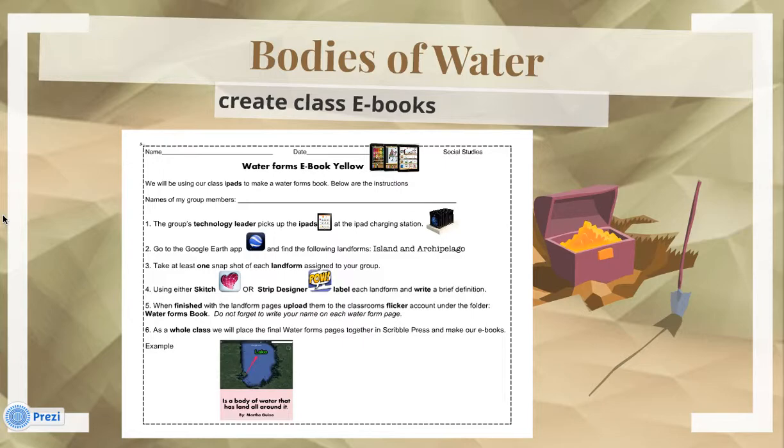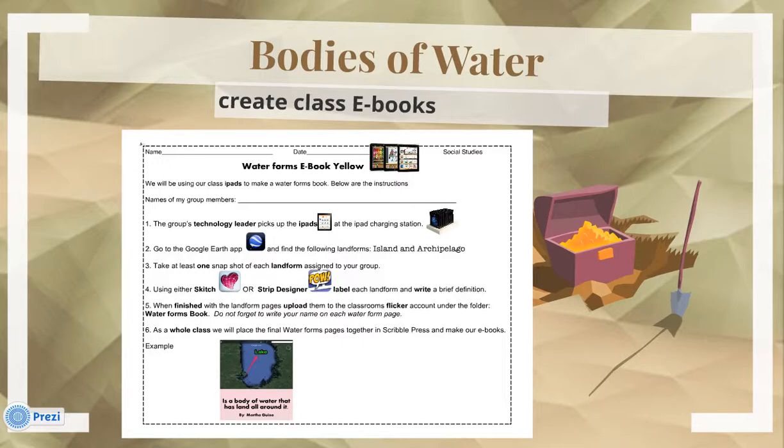So the first one is that the group's technology leader goes and picks up the iPads in the iPad charging station. The second one, they go to the Google app and there's a picture so nobody gets lost. Then this worksheet is differentiated, so each group by ability level will have different landforms. For example, this is a mediated group, they have islands and archipelagos, so they're going to have to go in Google Earth, look for them, and snap a picture of them.